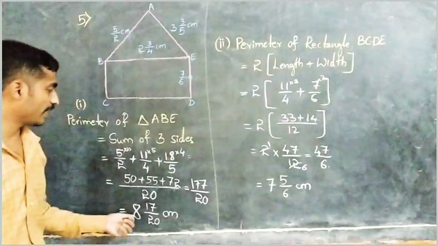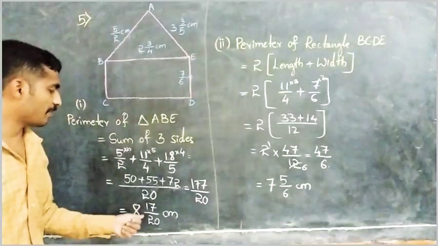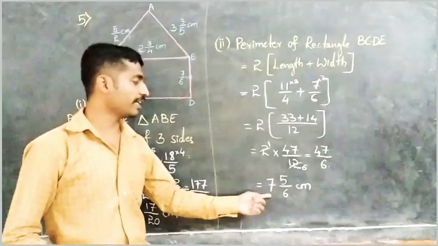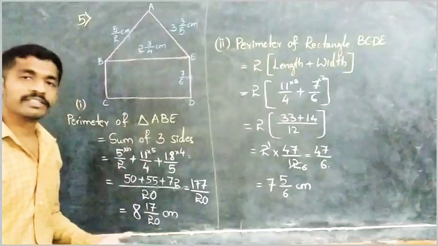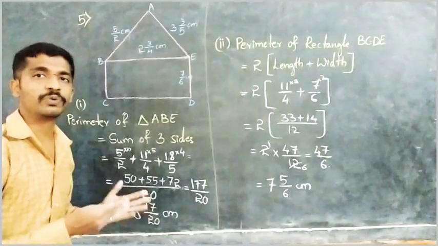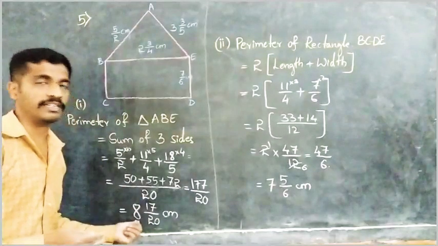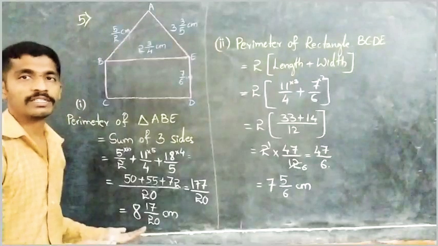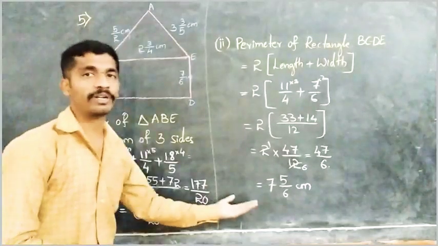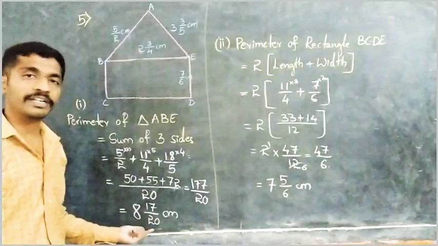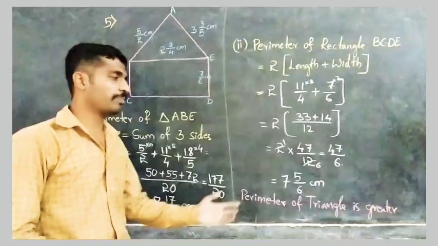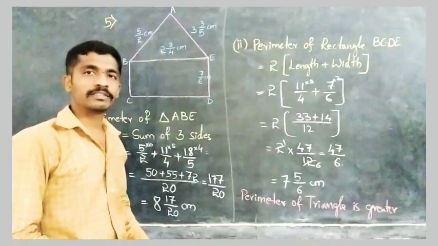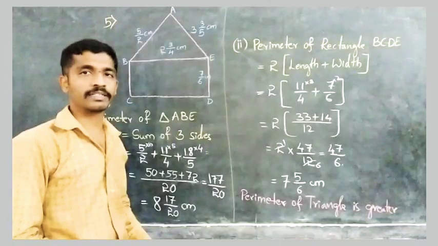Okay, here we are getting 8 integer 17 by 20. Here we are getting 7 integer 5 by 6. Which is greater? Simple thing: compare the whole numbers. 8 is greater than 7. So the greater perimeter is the triangle's. You have to mention that the perimeter of the triangle is greater than the perimeter of the rectangle.